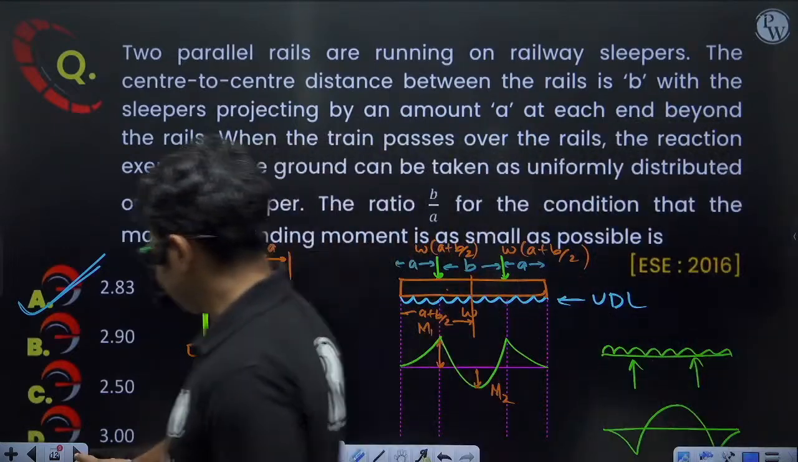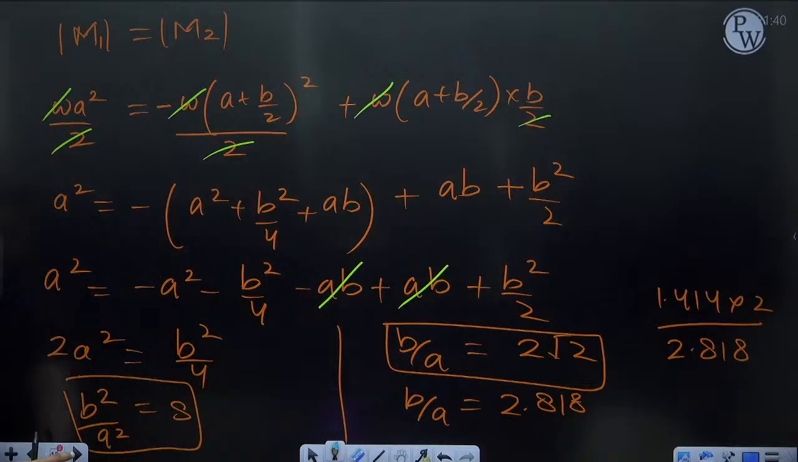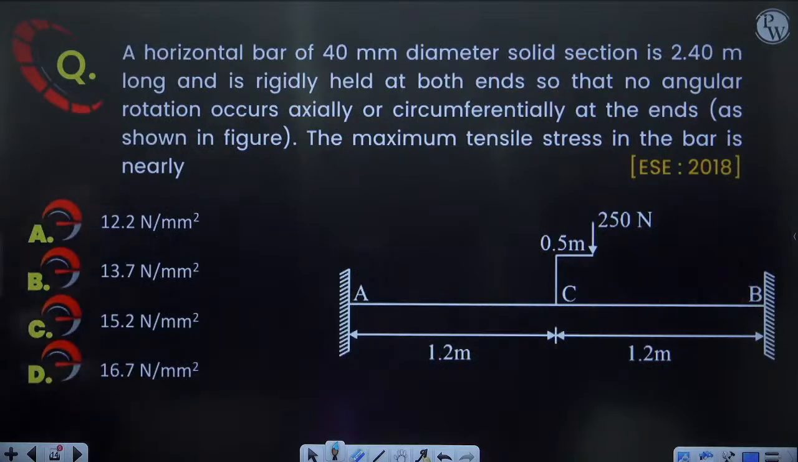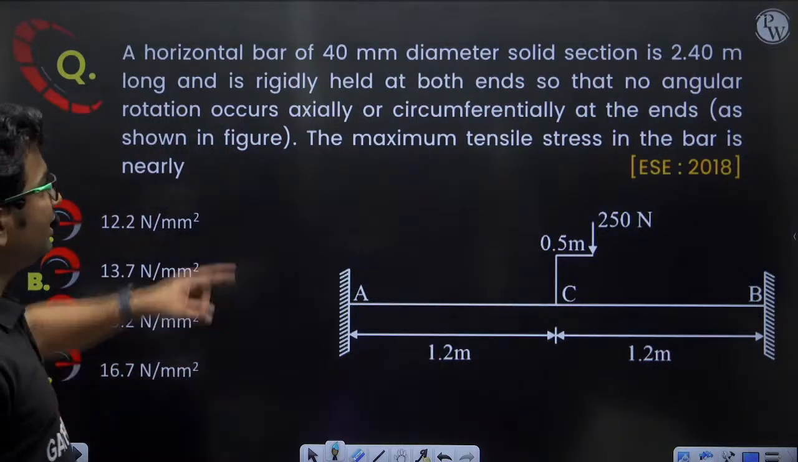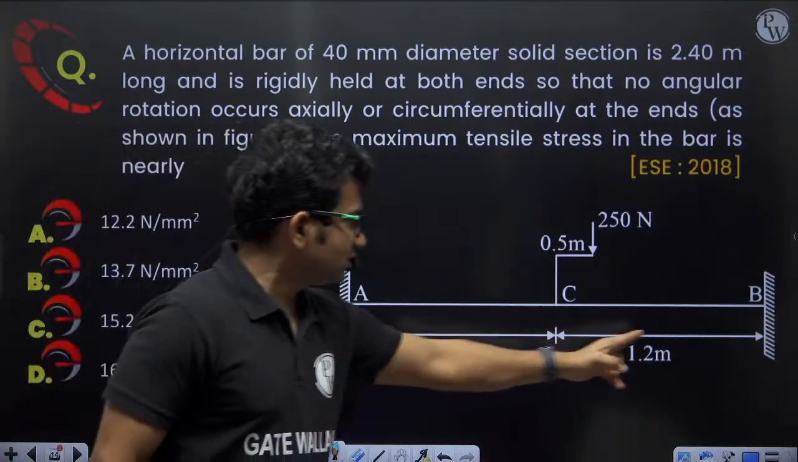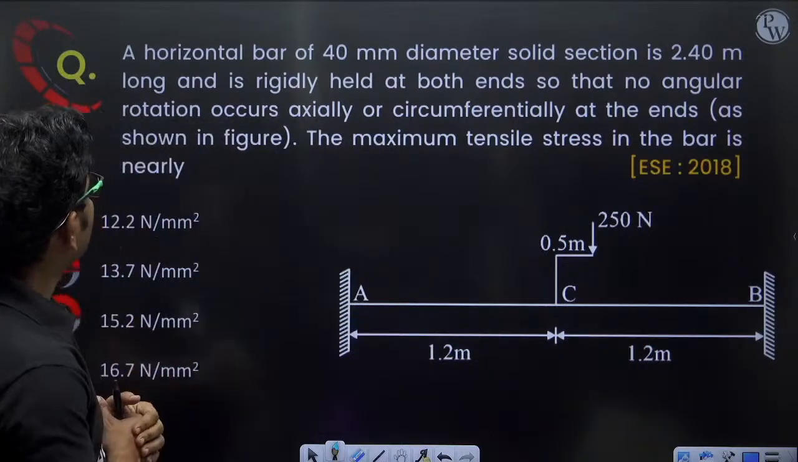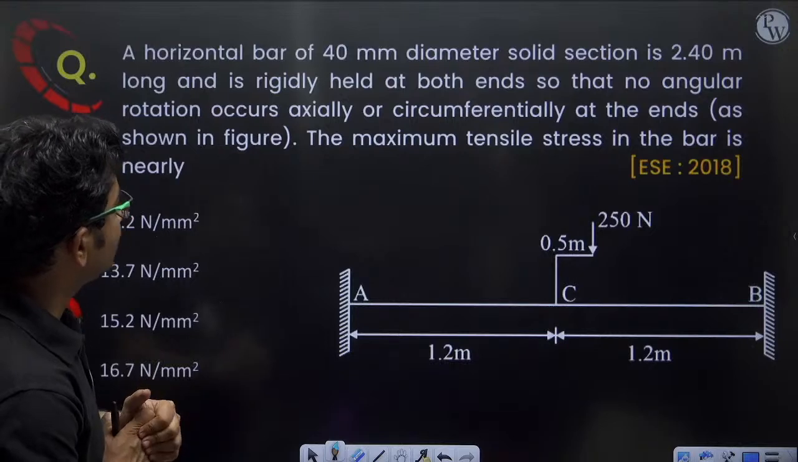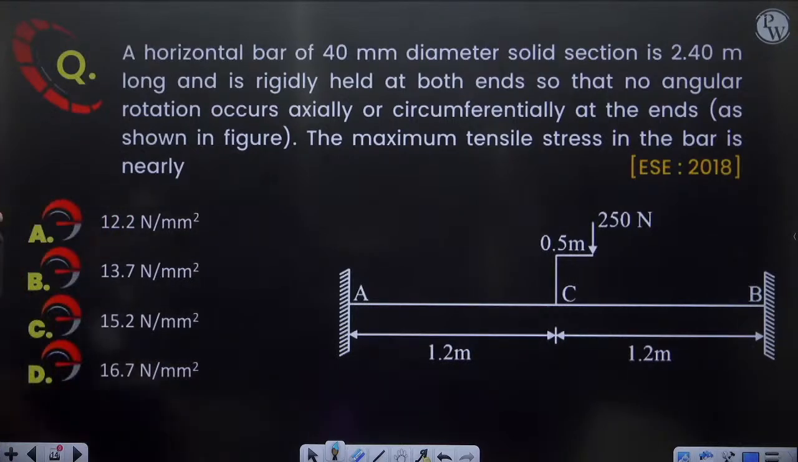Next question. A horizontal bar of 40 mm diameter solid section is 2.4 meter long, so this distance is 2.4 meter, and is rigidly held at both ends so that no angular rotation occurs axially or circumferentially at the ends, as shown in the figure. The maximum tensile stress in the bar is nearly. So we have to find the maximum tensile stress in the bar.